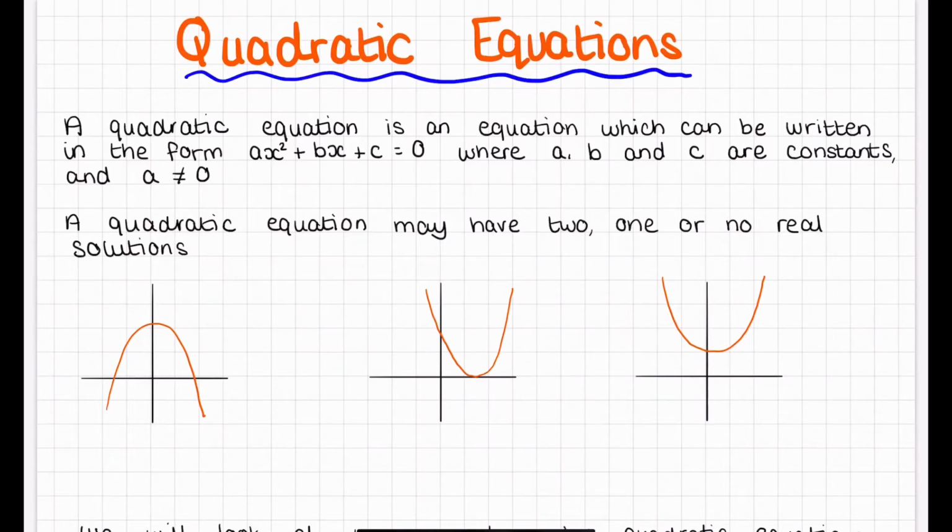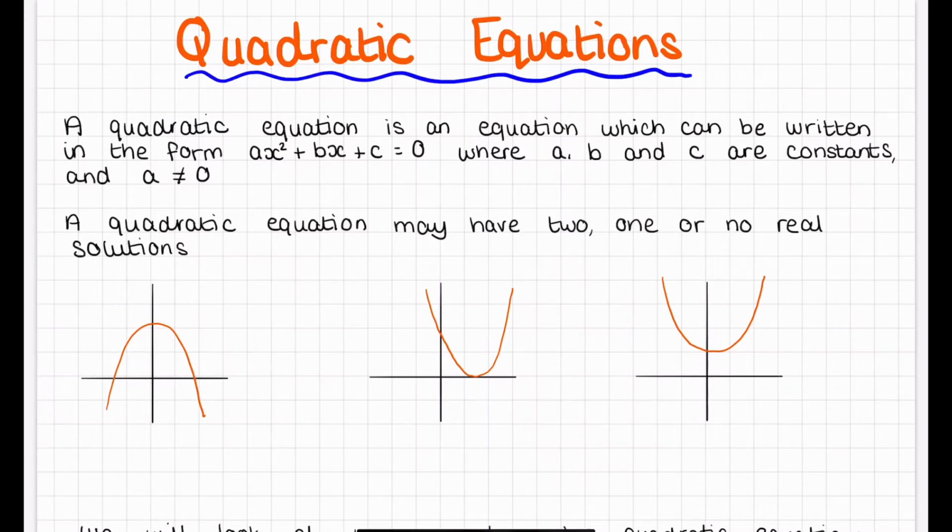So this video is going to be on quadratic equations and how we can solve quadratic equations. A quadratic equation is an equation which can be written in the form ax squared plus bx plus c equals 0, where a, b and c are constants and a cannot equal 0, because if a was 0 we'd end up with a linear equation, not a quadratic.